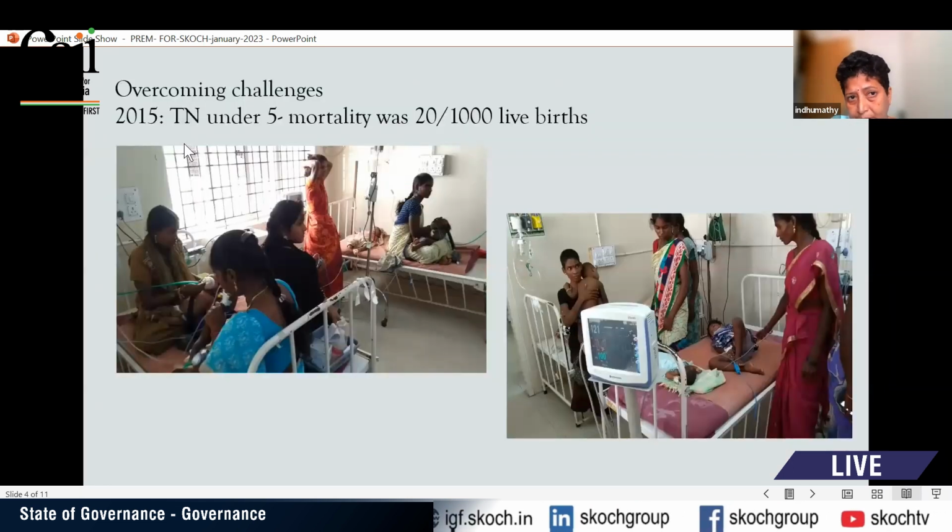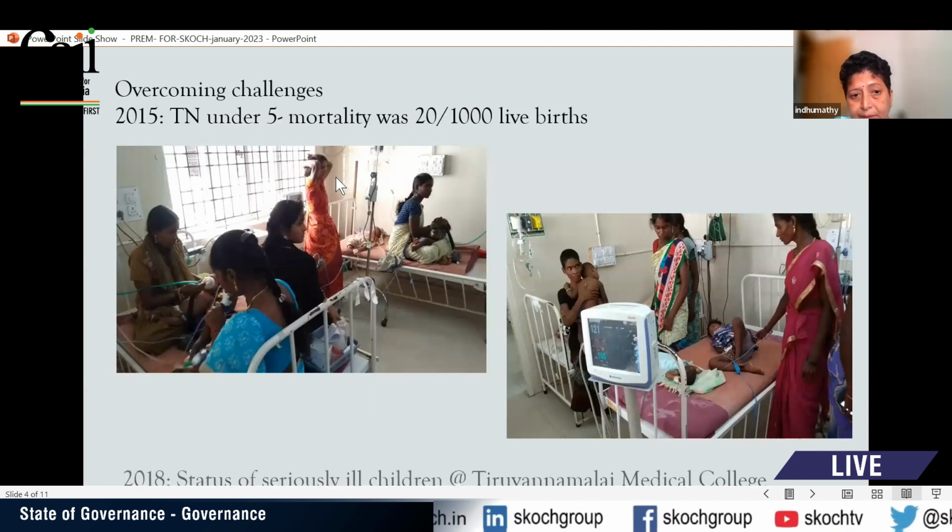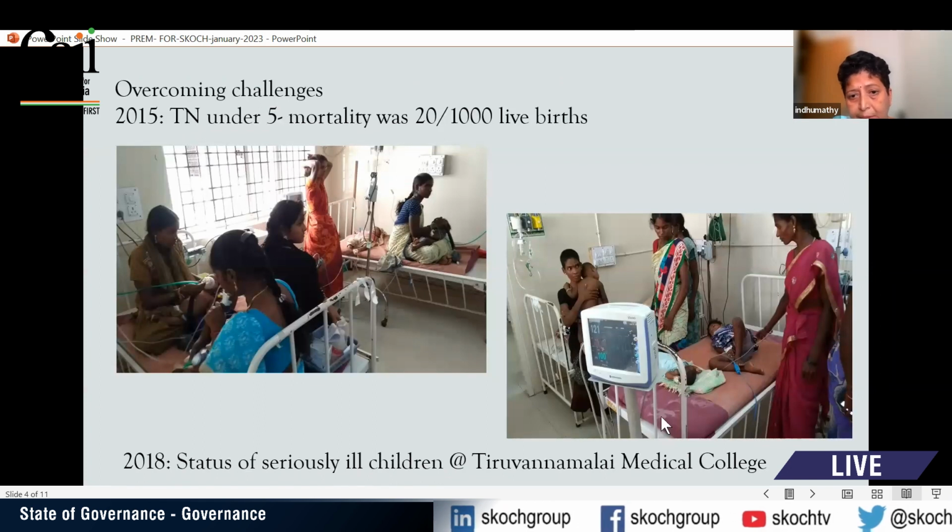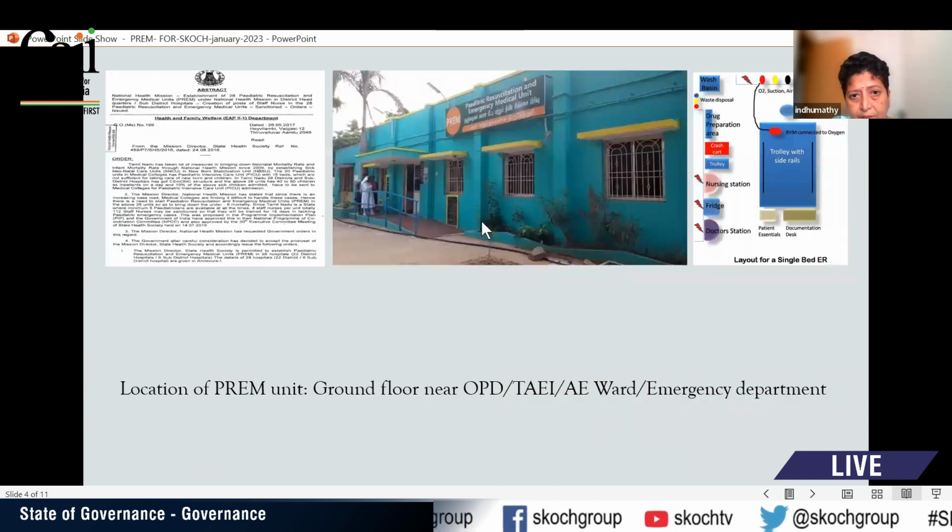So this was what we saw in 2015 when Tamil Nadu's under 5 mortality was around 20 per 1,000 live births. And this is a rural medical college, Tiruvannamalai Medical College, where you see the status of the ICU. You can see the overcrowding and the lack of equipment to manage these children.